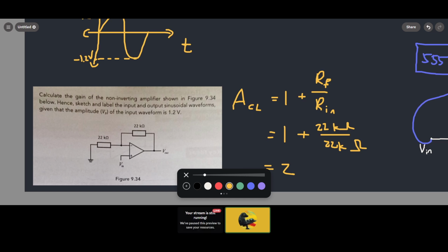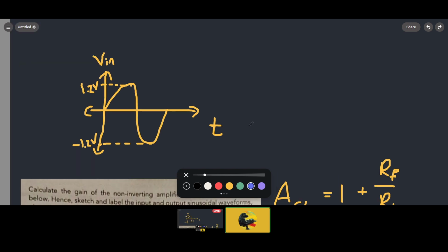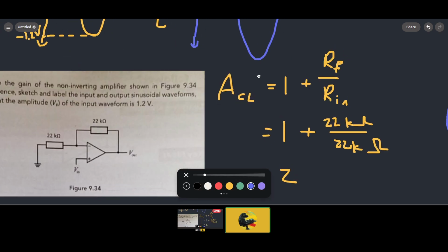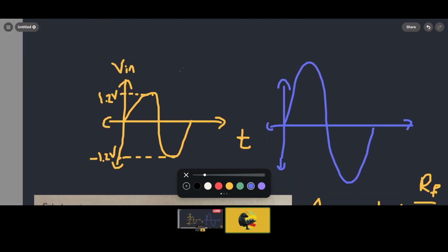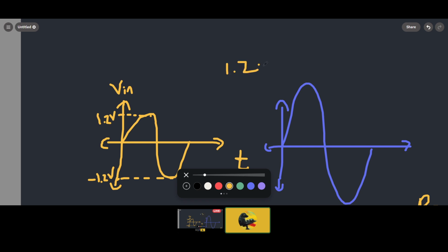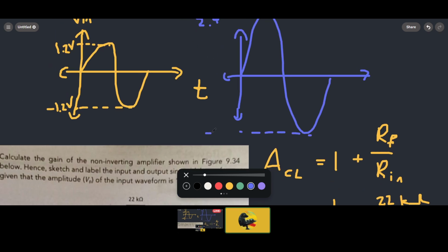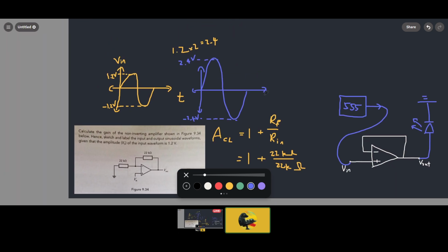Just now I said that it will relate to this thing. Hold on, let me draw a separate V out. So how do we find how much it amplifies by? You take the original amplitude and you multiply by 2. The amplitude here is 1.2, so you take 1.2 times 2. Your new amplitude is 2.4. So here is 2.4 volts. Here is negative 2.4 volts. So that's that.